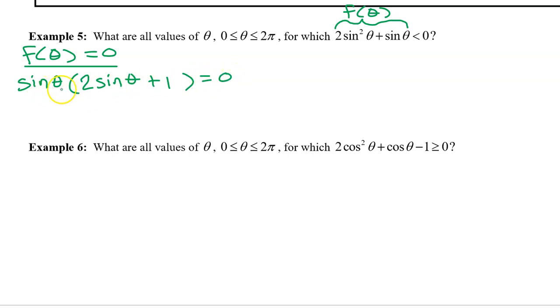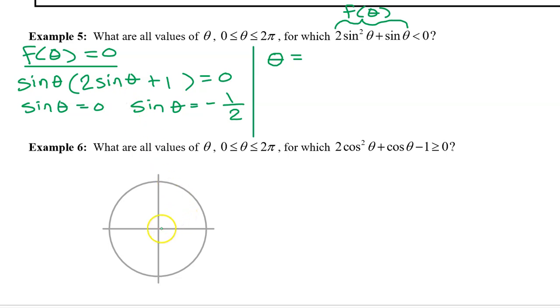We can solve this equation by setting each factor equal to 0. So we're going to have sine theta is equal to 0. And we're going to have 2 sine theta plus 1 equals 0. I'm going to do this algebra in my head, subtracting 1 and dividing by 2. So we would get sine theta is equal to negative 1/2.